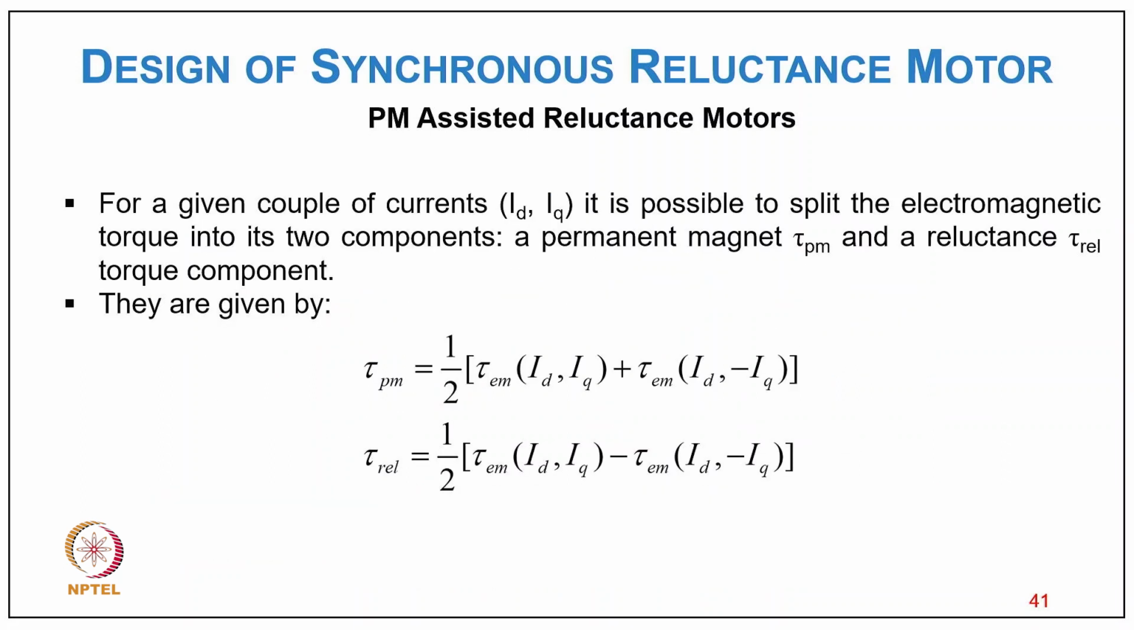So for a given couple of currents, id iq, it is possible to split the electromagnetic torque into two components, a permanent magnet torque TPM and a reluctance torque component, and they are given by TPM equal to half in bracket TEM as a function of id iq plus TEM as a function of id minus iq, and T reluctance as a function of half TEM as a function of id iq minus TEM as a function of id and minus iq.